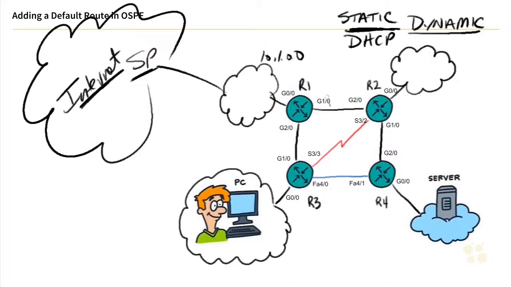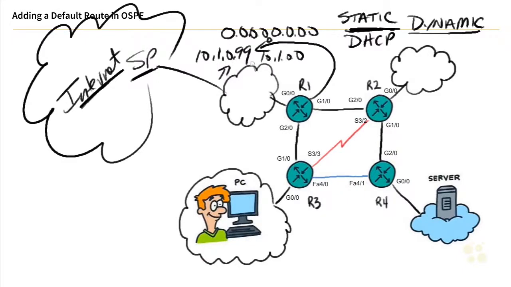So regardless of which method R1 is using to have a default route, and let's imagine the service provider is at 10.1.0.99, for R1's default route, which would look something like this for IPv4, we could set the next hop to 10.1.0.99. So regardless of how R1 got the default route, the next challenge is, how do we share that route dynamically with R2, R3, and R4 in OSPF?